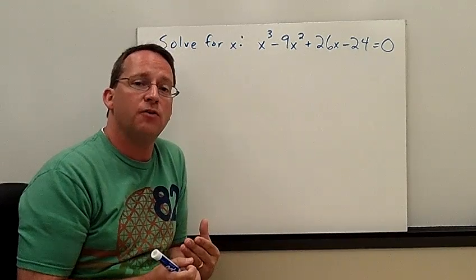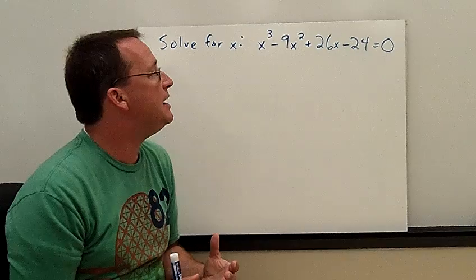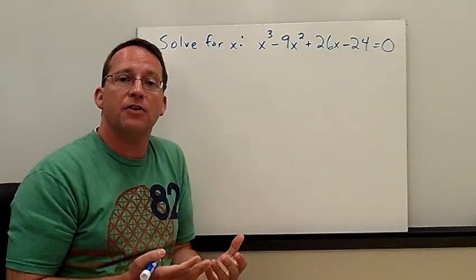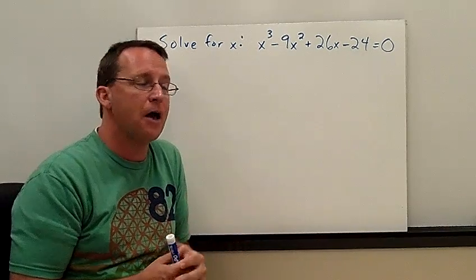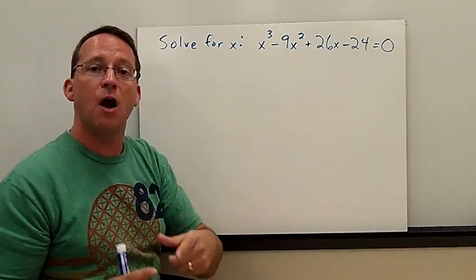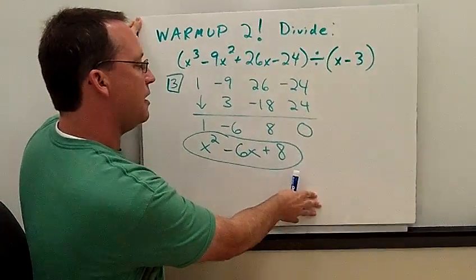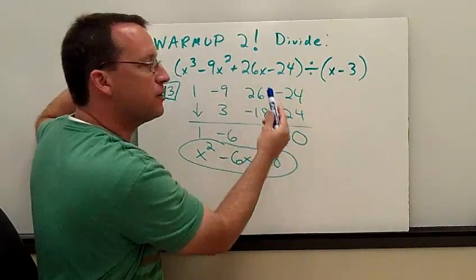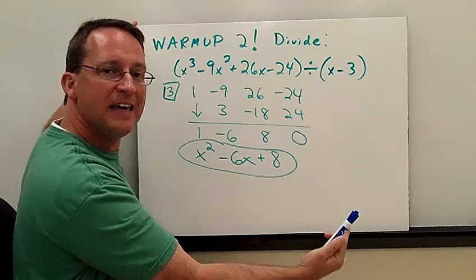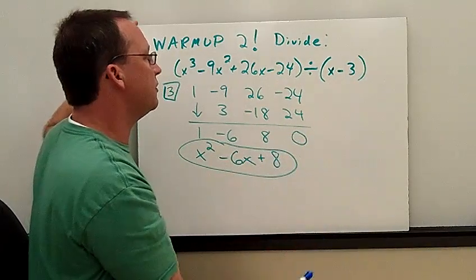So what we know about solving polynomials from the past isn't going to help us in this case. What we need to do is factor this polynomial. Now, we haven't factored anything with an x cubed before unless we could just take out an x. But we actually know one of the factors of this polynomial. We know it because of the warm-up you just did. We know, based on this warm-up, that x minus 3 is a factor of this polynomial. We know it's a factor because when we divided it, we got no remainder. It divided evenly.